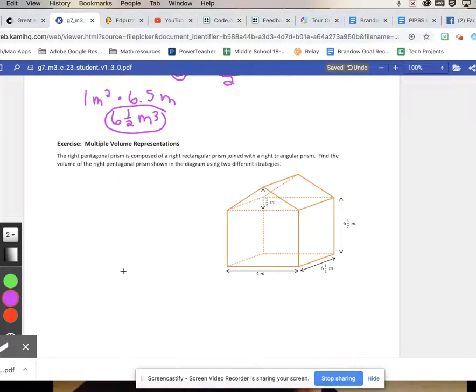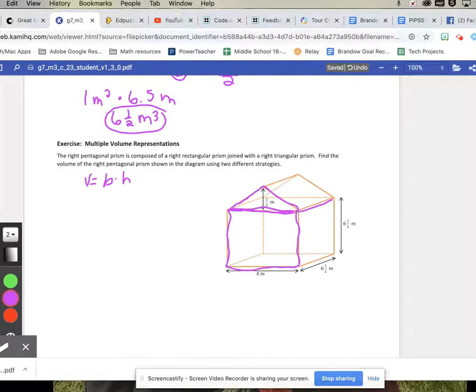Multiple volume representations. The right pentagonal prism is composed of a right rectangular prism, which is this box on the bottom, and a right triangular prism, which is this guy, the top piece. So it would be like when we did those composite shapes, splitting this into 2 different shapes right here. We've got the triangular part, the top half of the house, and then this box on the bottom. Find the volume of the right pentagonal prism shown in the diagram using 2 different strategies. So again, volume is area of base times the height.